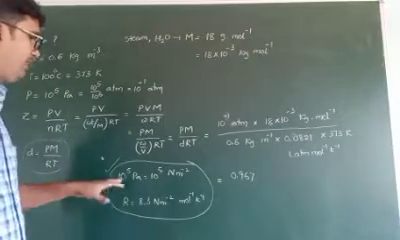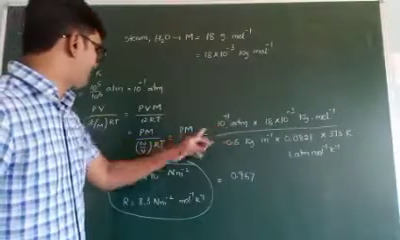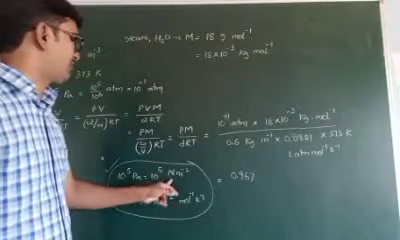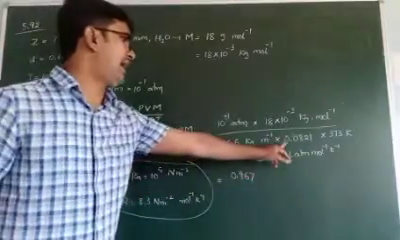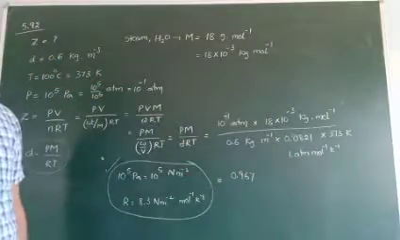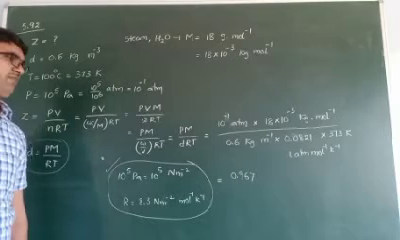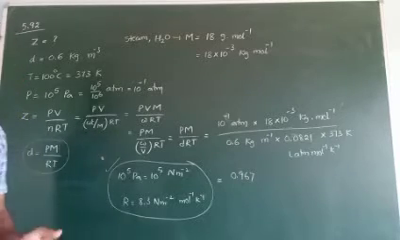If you have any problem, just substitute in place of this one 10 to the power of 5 Newton meter power -2, and in place of R, substitute this value 8.3. It gives the perfect value. Okay, completed this one also.